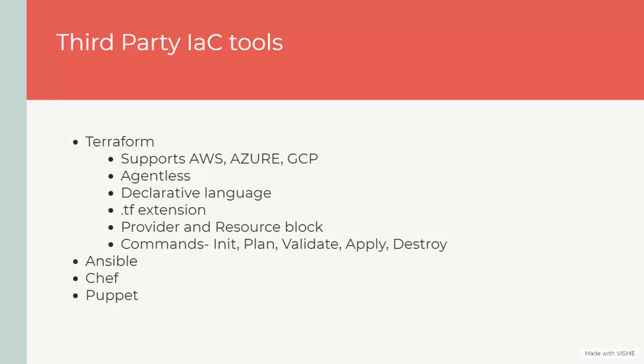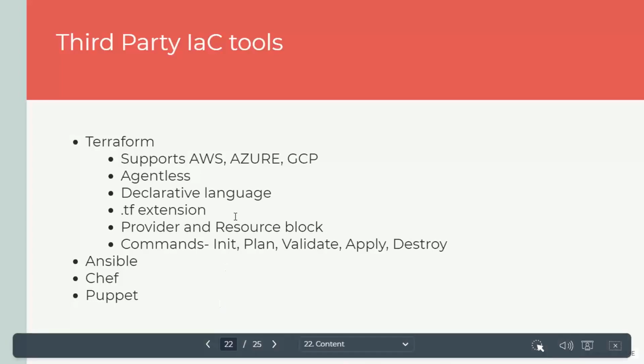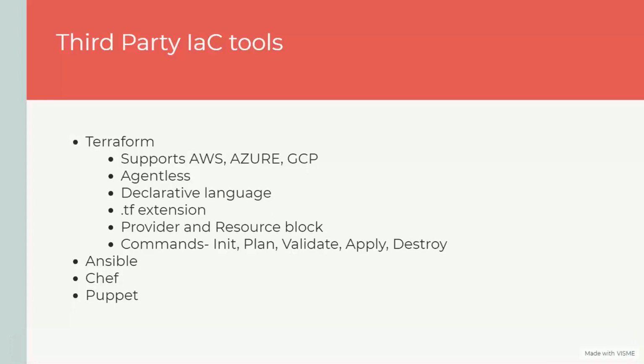So for example, when you take the comparison, ARM templates you can use only for Azure. They won't support AWS or GCP or any other cloud, because that is the native tool for Azure, so they give extensive support only to their native service. But Terraform is an open source tool, so they give support for all the public cloud platforms like AWS, Azure, GCP.